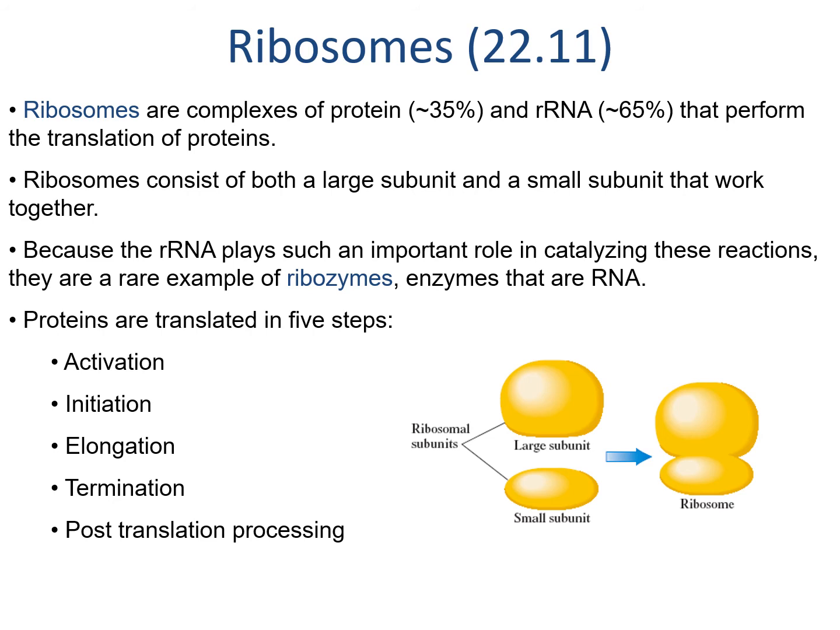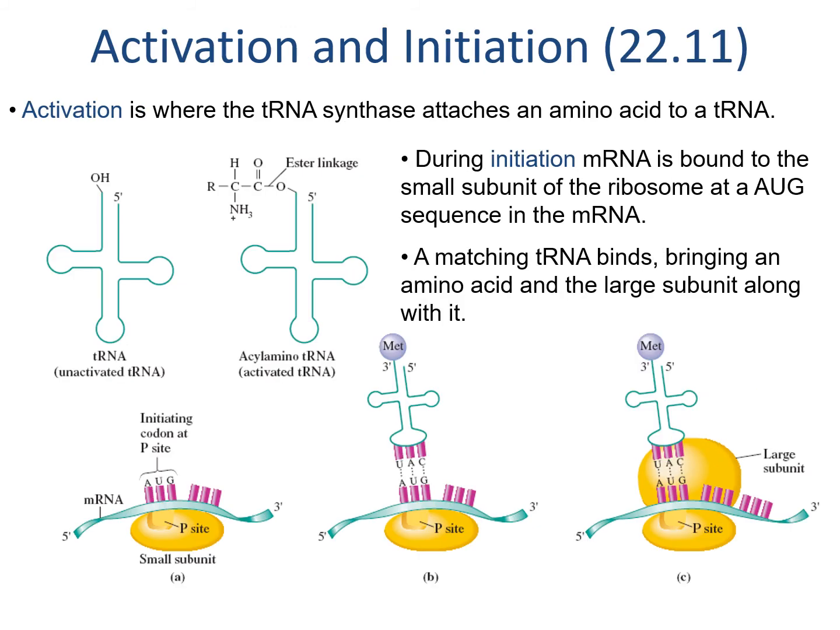Proteins at the ribosomes are translated in 5 steps: activation, initiation, elongation, termination, and then post-translational processing. We'll walk through each of these steps in the next slides. Activation is where the tRNA synthetase attaches an amino acid to a tRNA. This actually happens outside the ribosomes, but it is required to constantly be happening while protein synthesis occurs so that we have a steady supply of charged tRNAs.